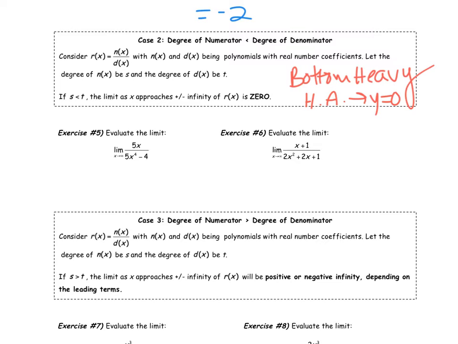So the limit, as we're approaching negative or positive infinity, so we'll write that here, the limit as x is approaching negative or positive infinity is 0. That's your big takeaway here, when the degree of the numerator is smaller than the degree of the denominator.